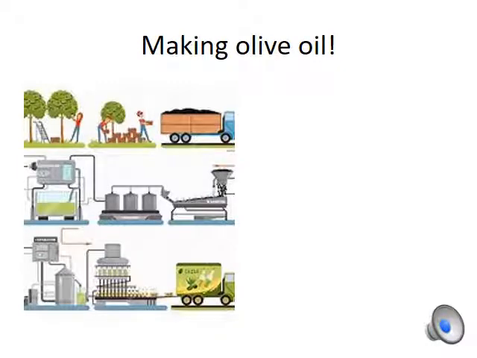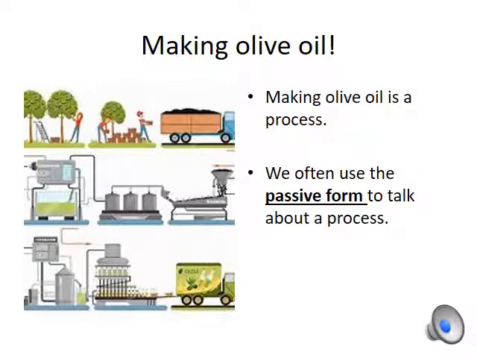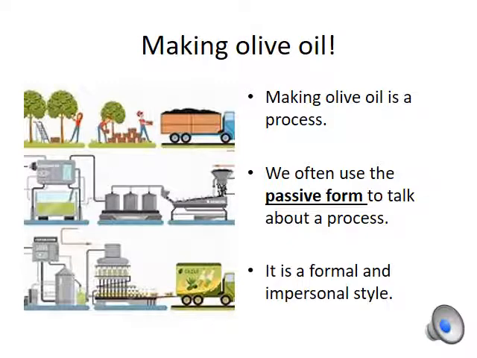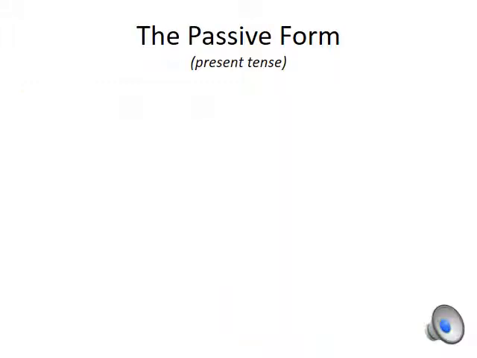So making olive oil. Here you can see the different steps of the process. Making olive oil is a process, and we often use the passive form to talk about a process. It is a formal and impersonal style. How do we form the passive? The passive form in the present tense, we make it using is or are plus the past participle of the verb we want to use.